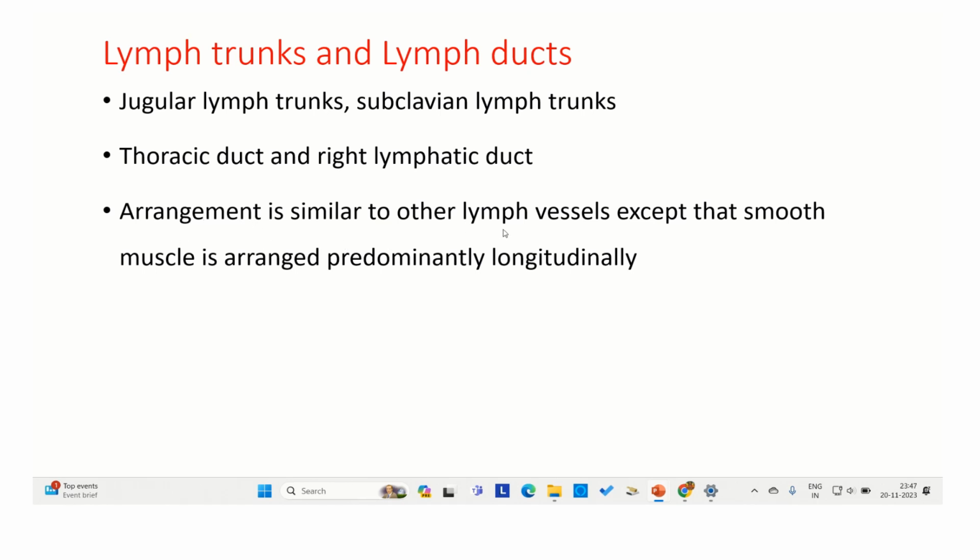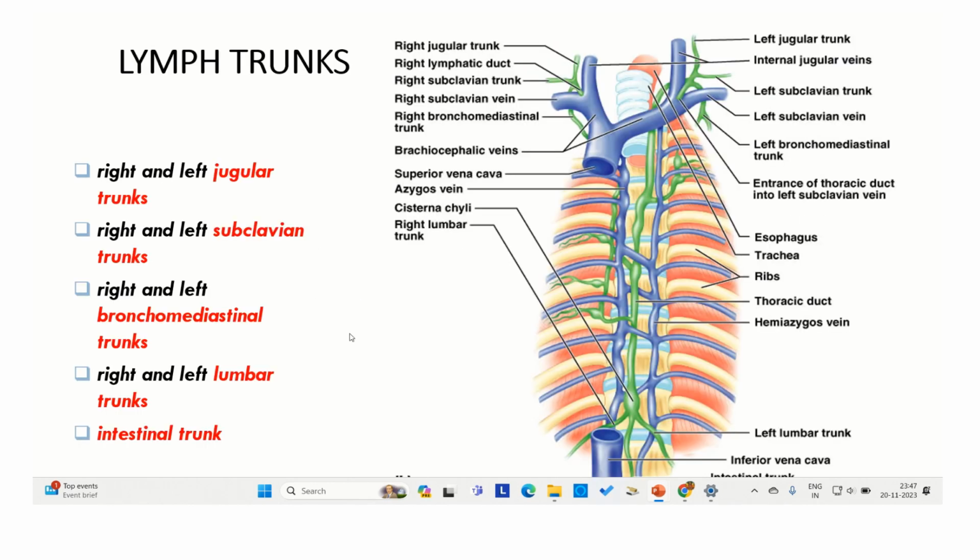Arrangement is similar to other lymph vessels except that smooth muscle is arranged predominantly longitudinally. You can see here, this is a cisterna chyli, from the apex of which starts the thoracic duct. You can see here, it is ultimately draining into the left venous angle. And you can see this is the right lymphatic duct draining into the right venous angle.